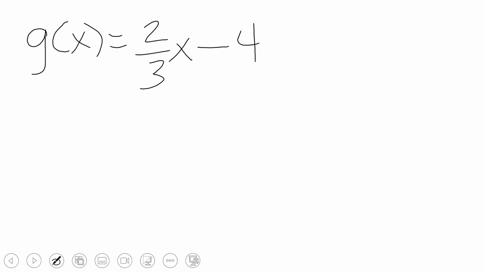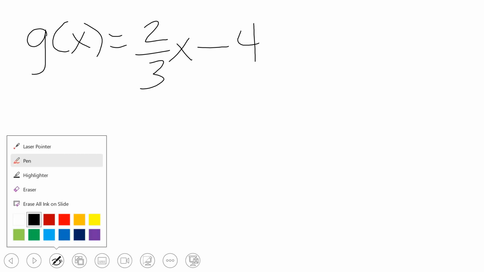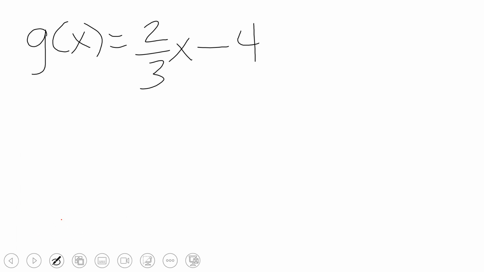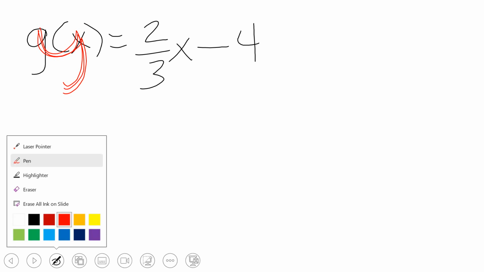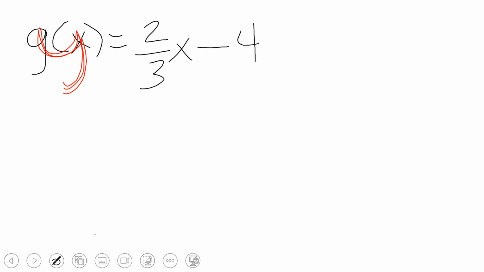I know that if you're live with me in class, you can't see that very well. Please write this down. G of x equals 2/3 x minus 4. Step 1, go over the top of the g of x and make a y. And now I'm going to switch the x and the y. So x equals 2/3 y minus 4.